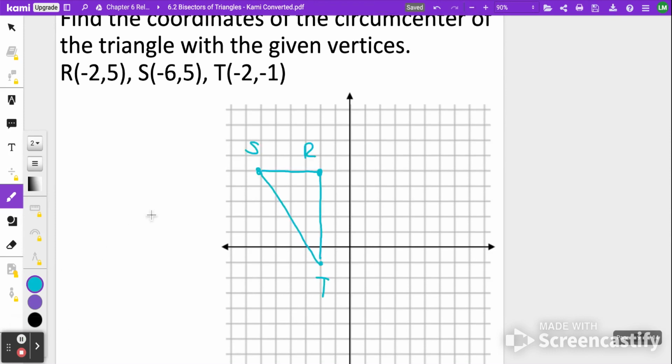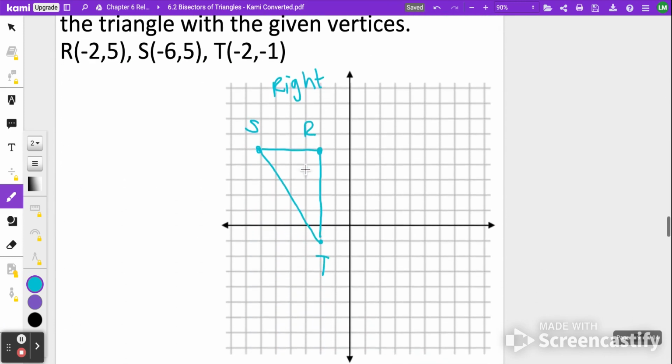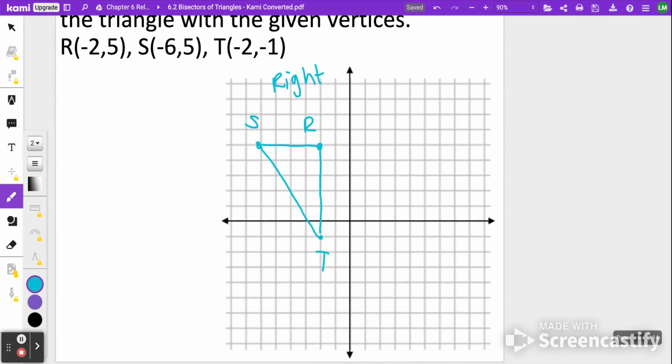All right, what I've done so far is I plotted those original vertices and labeled them S, R, and T. The one thing I want you to make sure you understand too is that this looks like a right triangle. So because this is a right triangle, if you go back to what we just talked about, P is probably going to be on the triangle somewhere, okay? How we can do that is we're going to find the two perpendicular bisectors that are easiest.